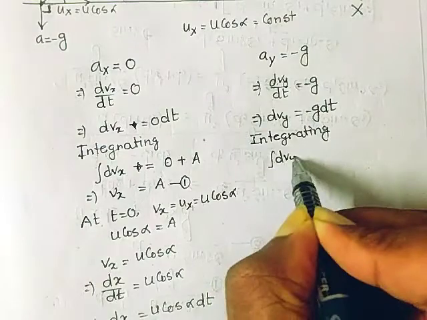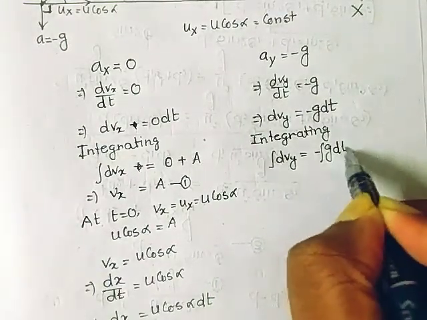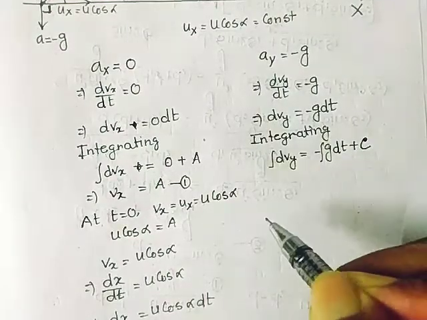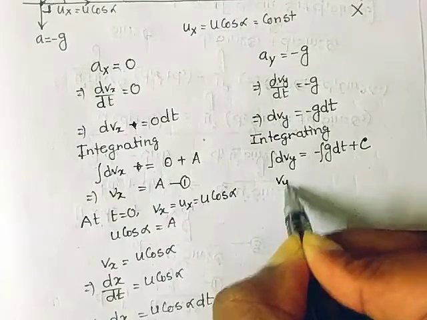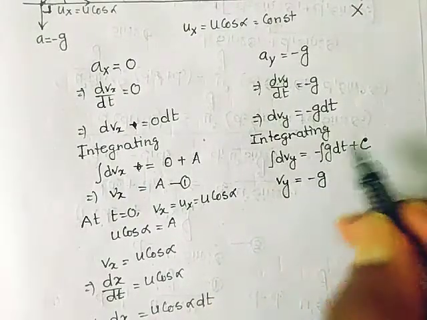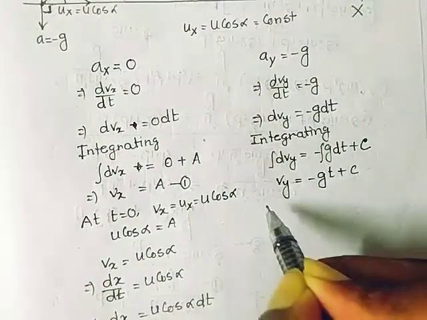Integration of dvy equal to minus g dt plus a constant of integration, which we take as c. So from here, vy equals minus g, since g is a constant, it can be taken outside the integral. Integration of dt will be t, so it is minus gt plus c.